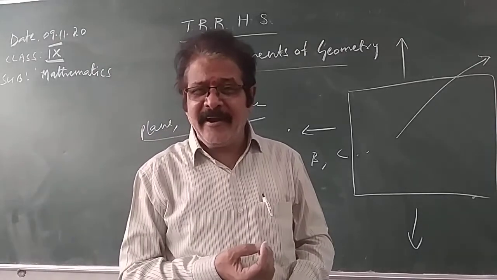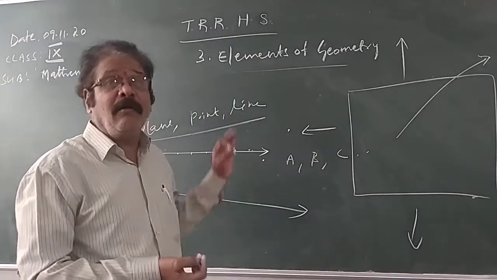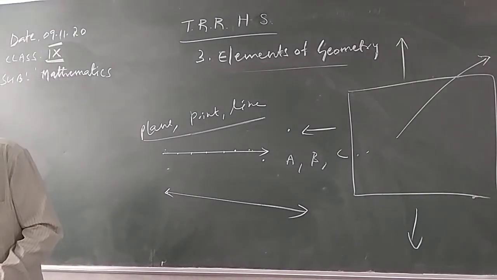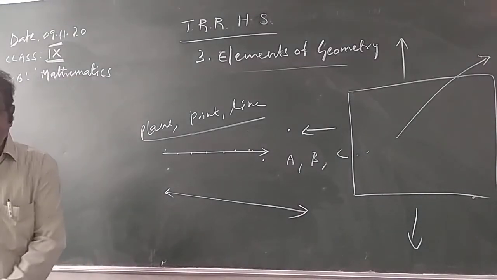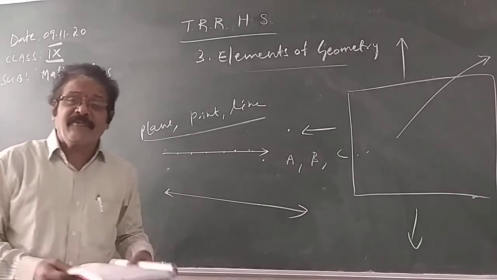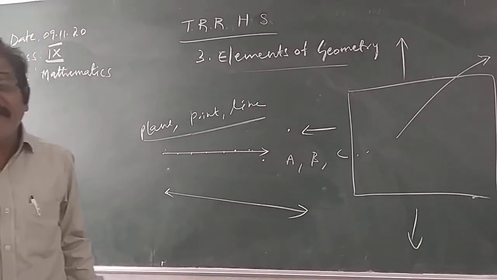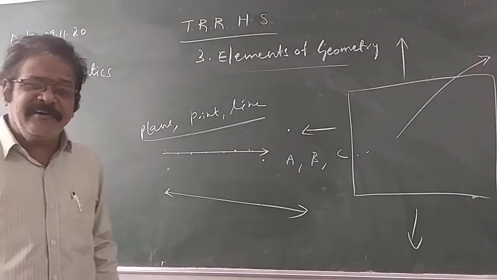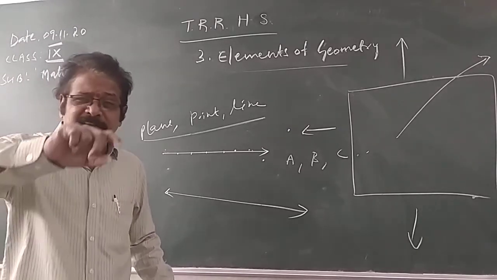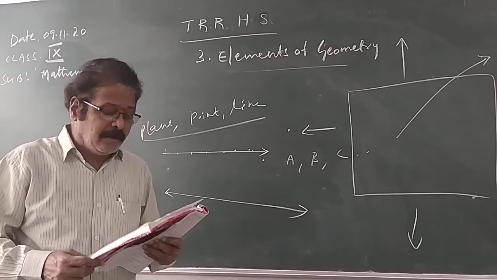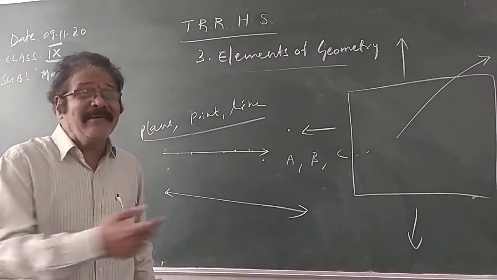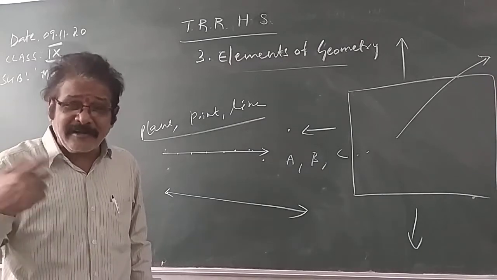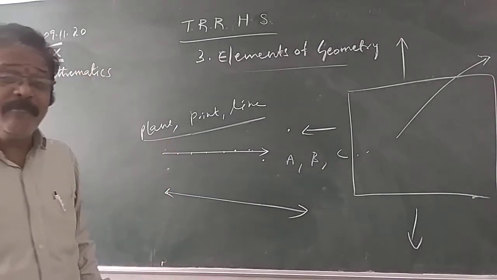Precisely be defined. That is why they are called undefined terms. So geometry originated from the need for measuring land. How did geometry originate? Geometry originated from the need for measuring the land. To measure the land, geometry was formed.